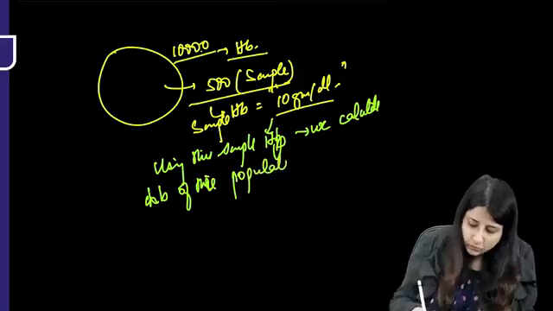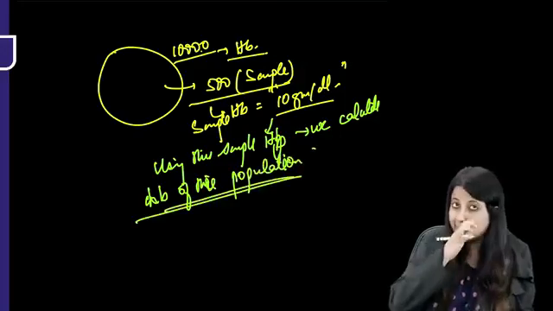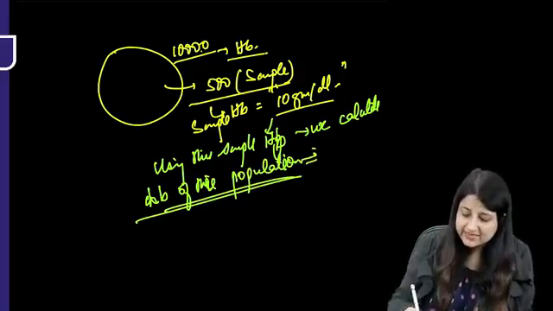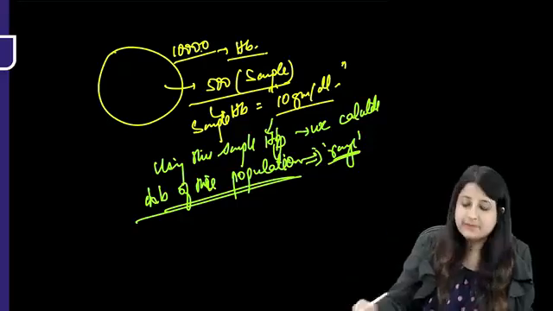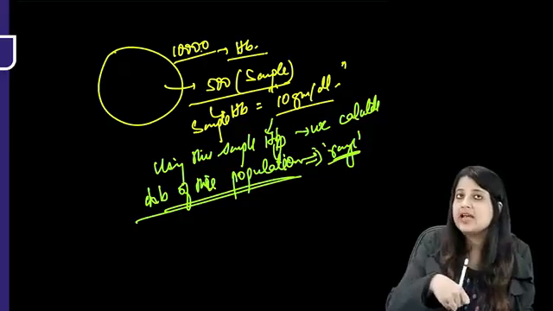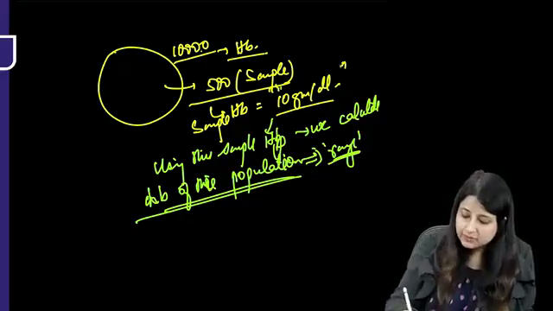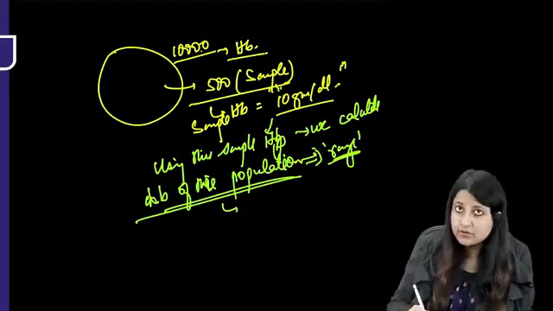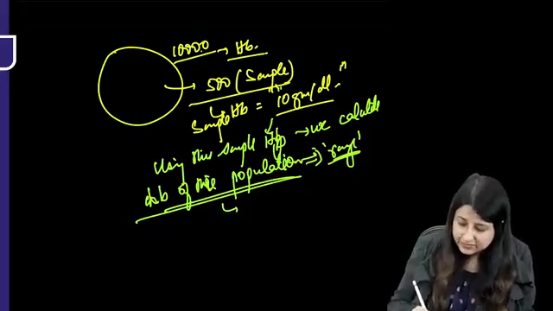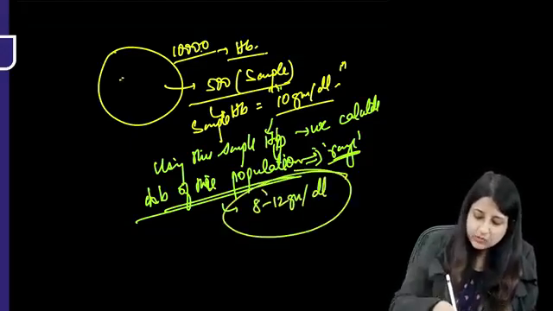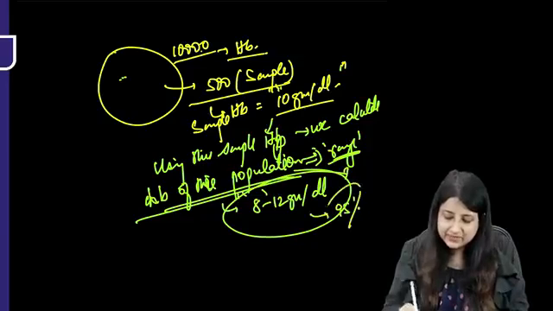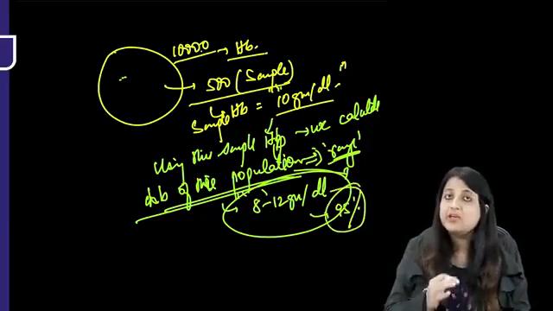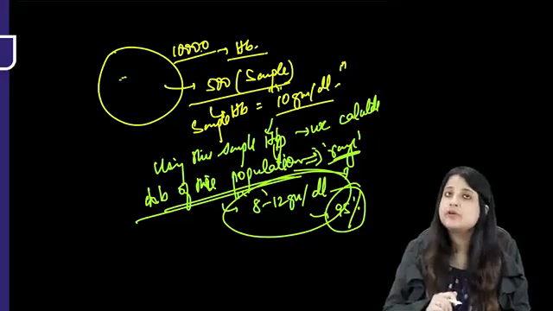Since we use a certain value to calculate the hemoglobin of this entire population, I can't give an exact value. So we calculate a range of values, and how confident I am that the population value is going to come within that range. Suppose using this 10 gram, I got the hemoglobin of the population between 8 and 12. How confident am I that the hemoglobin of this population lies between 8 to 12? I have to be at least 95% confident.